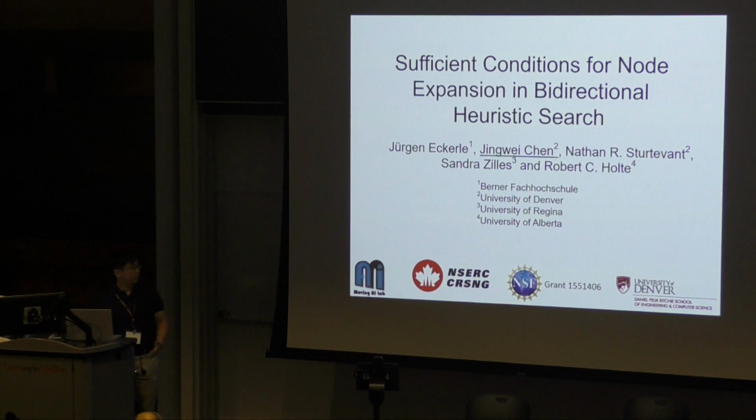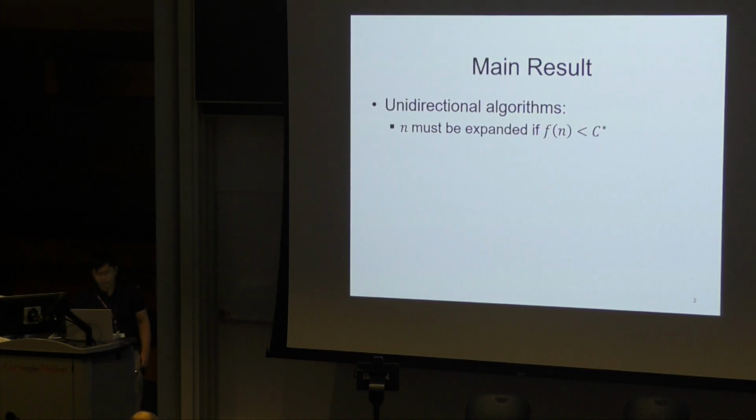Sandra and Rob worked on that part, and Nathan and I were working on front-to-end search. One day we found out that the basic idea behind our theories is pretty close, so we worked together to get this paper. This is a pure theoretical paper. I'm not going into the details of the proofs, but what I'm going to give you is a high-level overview of our theory and justification.